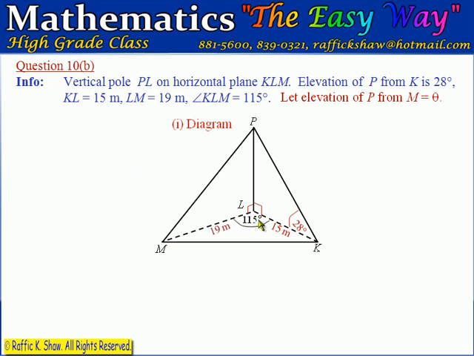And then we're given the angle 115 degrees. That's already on the diagram. And we're going to place our angle theta, the angle of elevation of P from M. We said we're going to mark that angle as theta. And that angle is theta. Now that's the diagram, and that would be our answer.